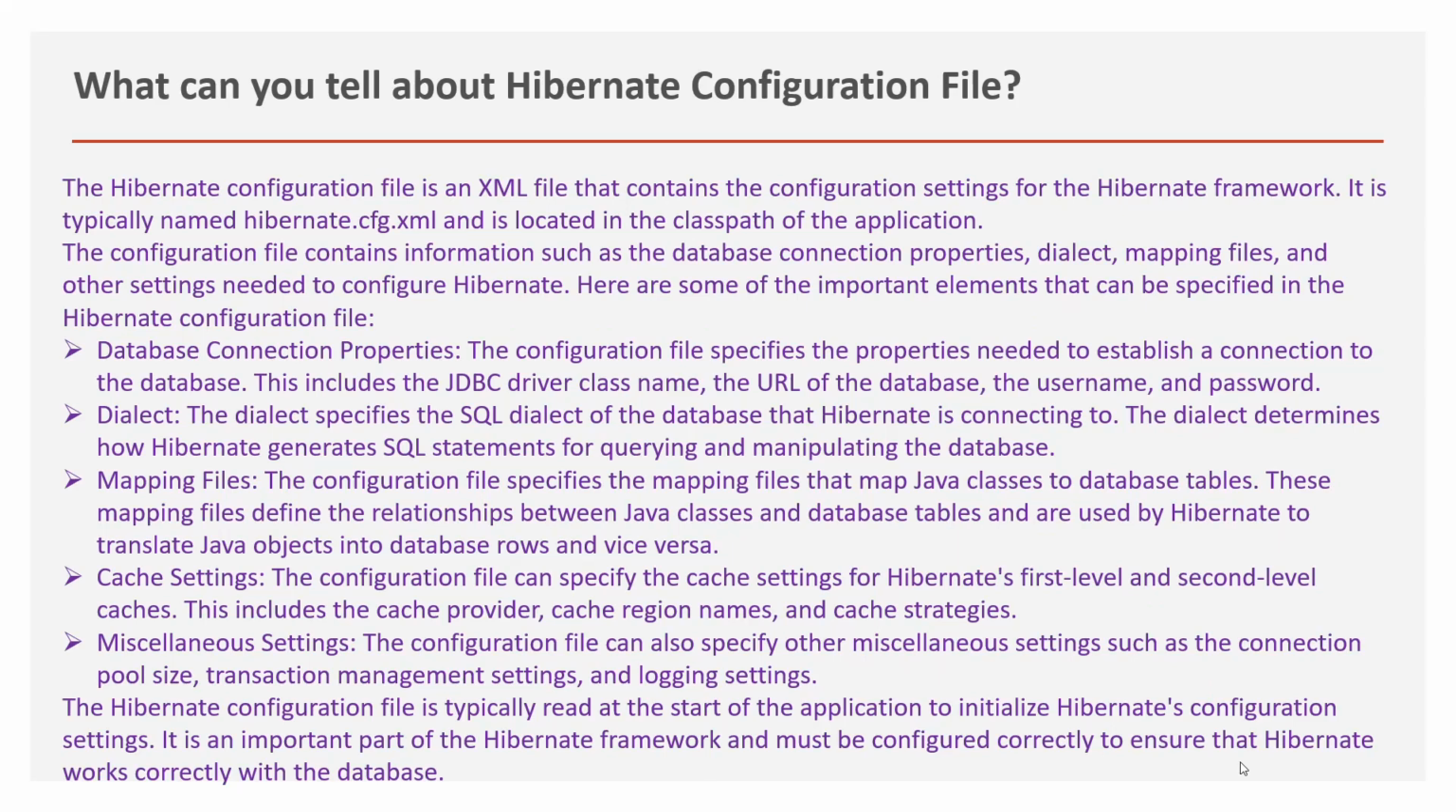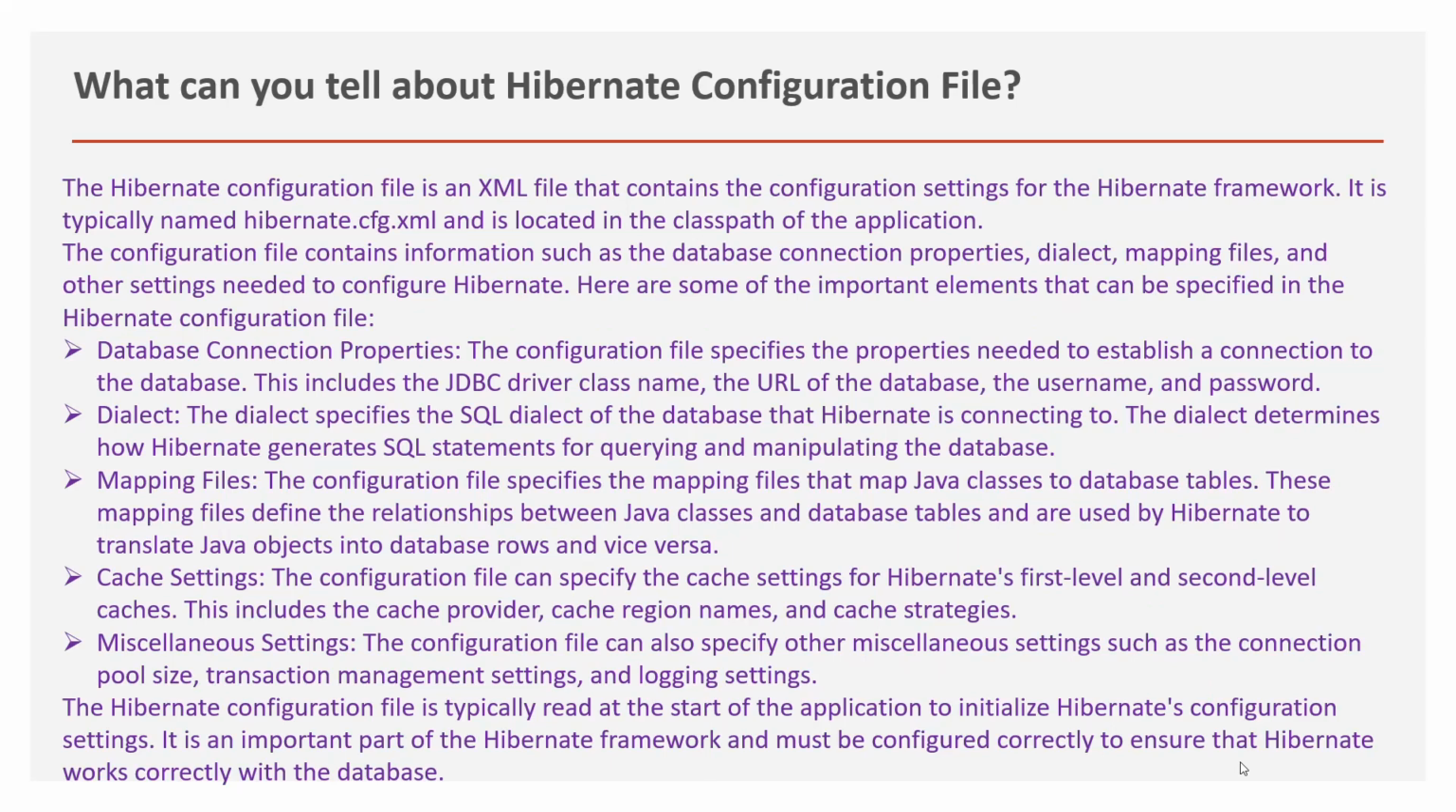What can you tell about the Hibernate configuration file? The Hibernate configuration file is an XML file that contains the configuration settings for the Hibernate framework. It is typically named hibernate.cfg.xml and it is located in the classpath of the application. The configuration file contains information such as database connection properties, dialects, mapping files, and other settings needed to configure Hibernate. Here are some of the important elements that can be specified in the Hibernate configuration file.